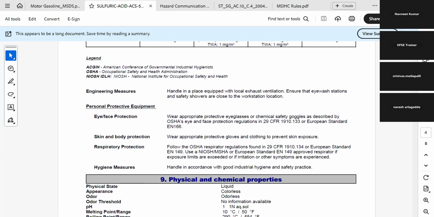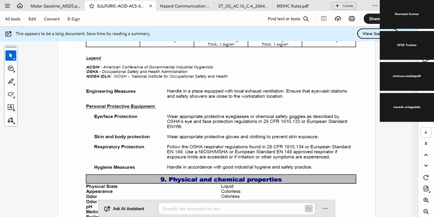Then engineering measures. It's talking about handling in a place equipped with a local exhaust ventilation system, and ensuring that eye wash stations and safety showers are close to the workstation locations. So wherever you are handling, we look for local exhaust ventilation, and also eye wash showers nearby, so that in case of exposure, they can immediately go to the eye wash showers and wash it off. Then personal protective equipment is also covered.